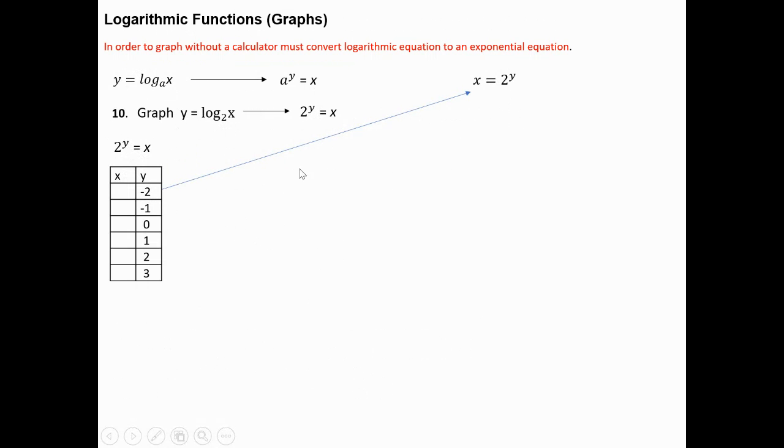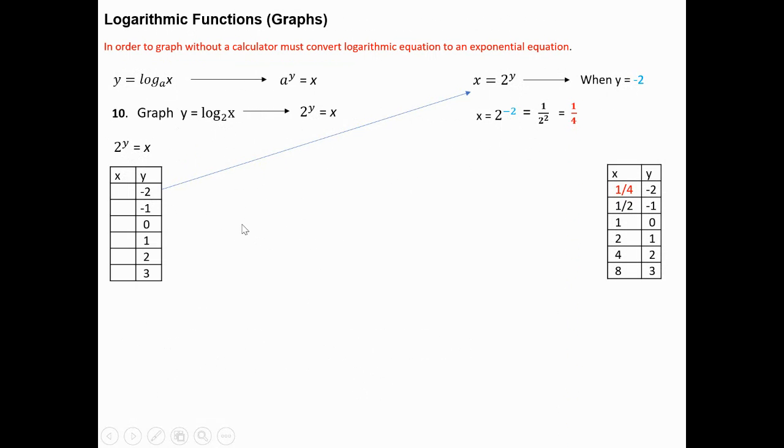Right, so here we go. If we plug in negative 2 for y, it's going to give us x equals 1/4. If we keep repeating the process, this is what we get on the right-hand side. We plug in -1 for y, it gives us 1/2, we plug in 0 for y, it gives us 1, we plug in 1 for y, it gives us 2, we plug in 2 for y, it gives us 4, and we plug in 3 for y, it gives us 8, because 2 to the third power is 8.